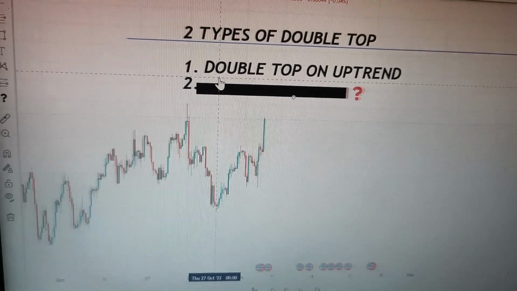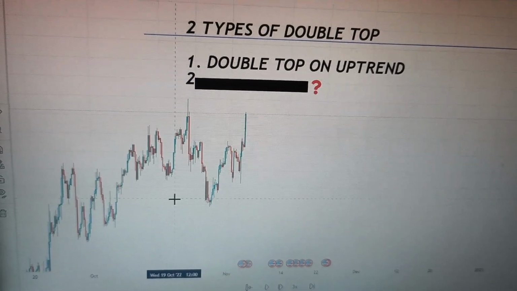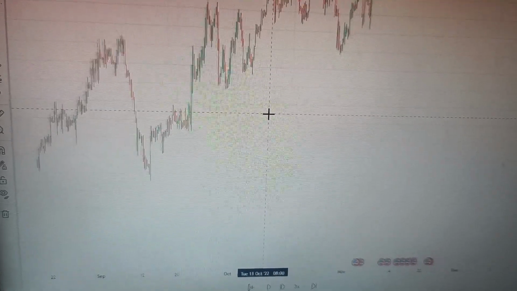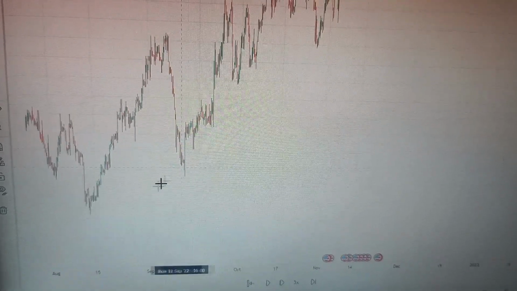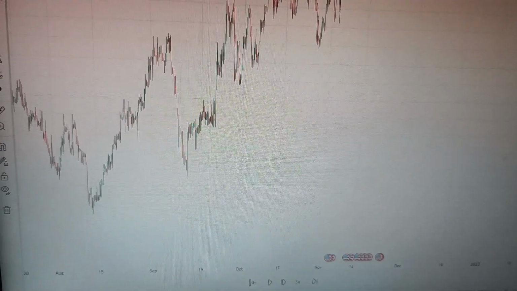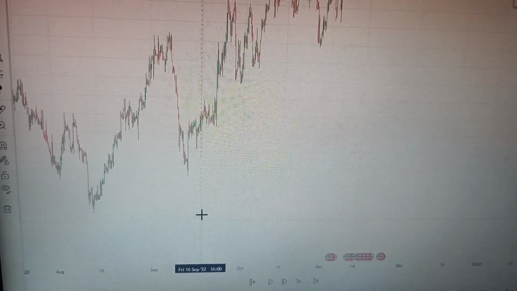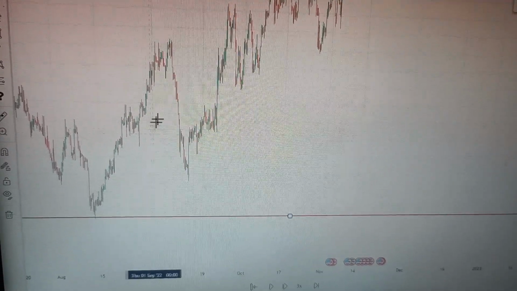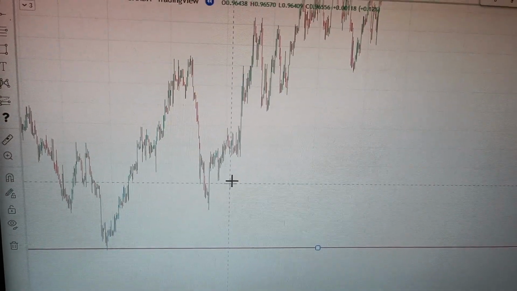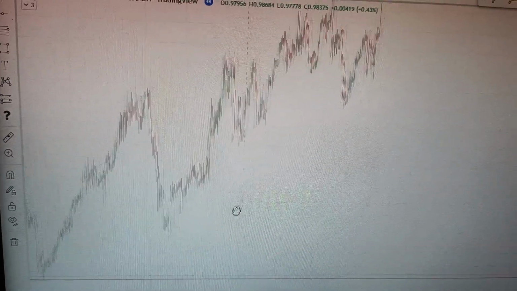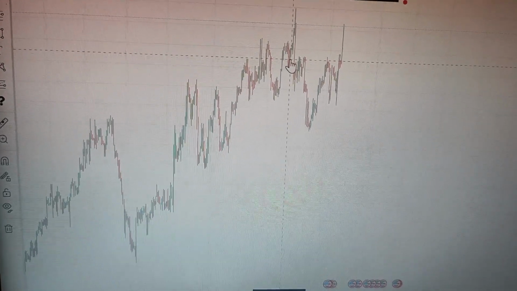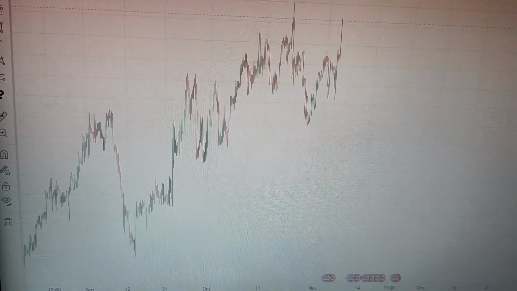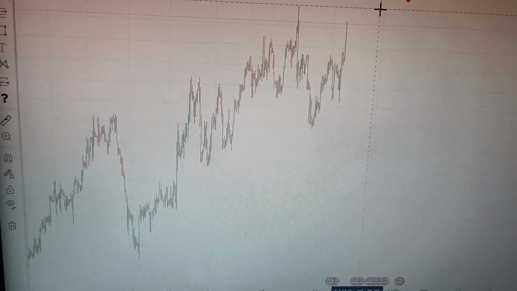What do I mean? When you open your chart, the market is trending above. So you have a market that is buying. We can see that this market, the last low was here, and we have been buying for a very long time. Like the market is on an uptrend. So when the market now comes to this high, now we might experience a double top.